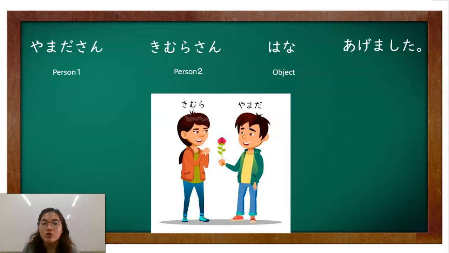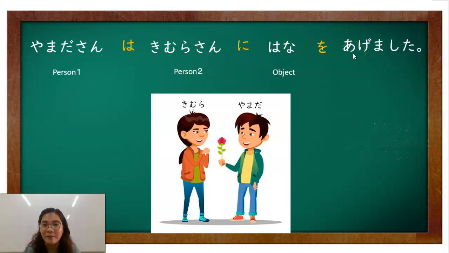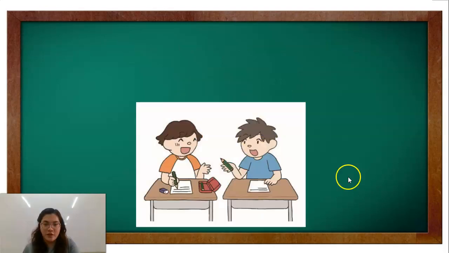Okay? Again, kung sino yung nagbigay, siya yung particle wa. Kung sino yung binigyan, siya yung particle ni. At kung ano naman ang binigay, siya yung particle o. So that makes the sentence, Yamada-san wa Kimura-san ni hana o agemashita. Okay, nakuha ba? So here's another example.